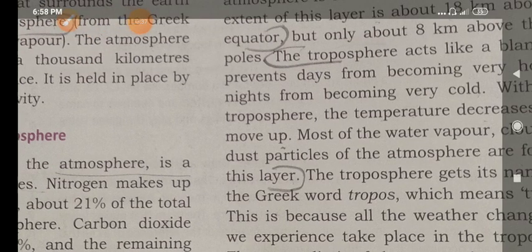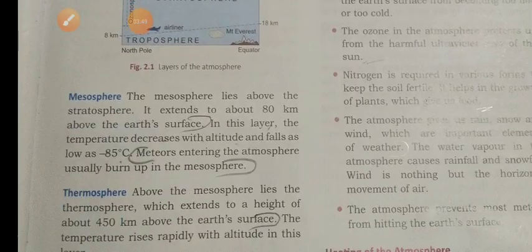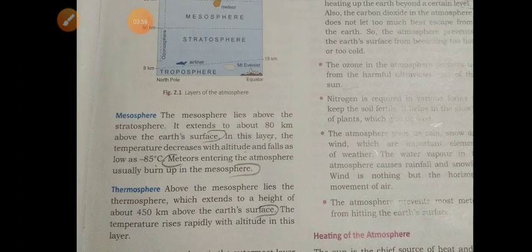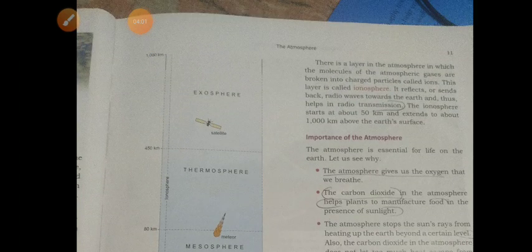And next we learned about insolation. What is insolation? The solar energy received by the earth is called insolation. And what is terrestrial radiation? We learned about terrestrial radiation also. It means the heat that the earth's surface radiates after being heated by insolation.